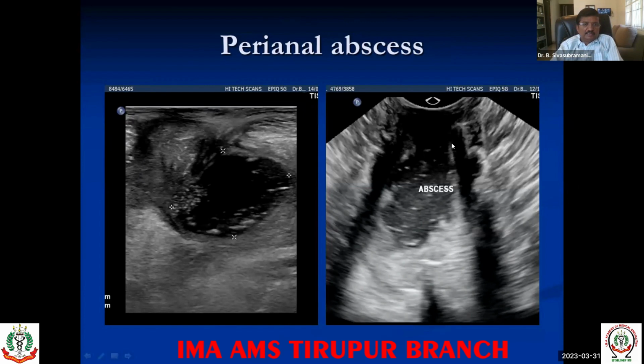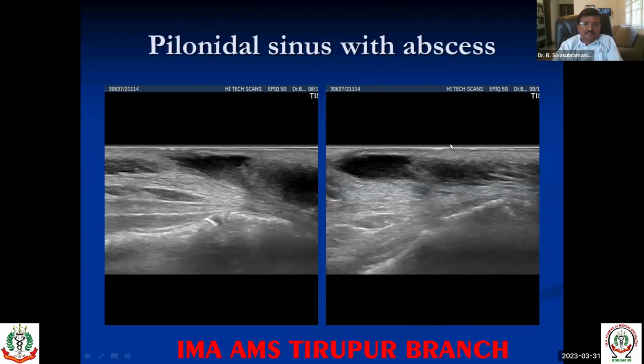So again, it's very useful whenever you suspect a perianal abscess. You can use a high frequency probe as well as a transrectal probe, and you can identify the abscess, and you can also identify the internal and external opening of the fistula and anal tract. This patient had an abscess on the back, and this was a pilonidal sinus abscess. You can see the abscess here. So this is a classical pilonidal sinus with abscess.